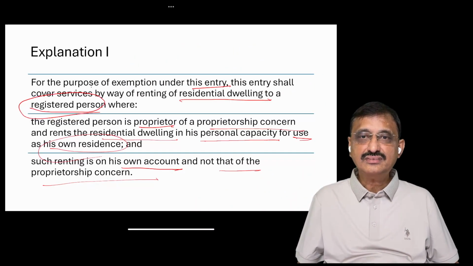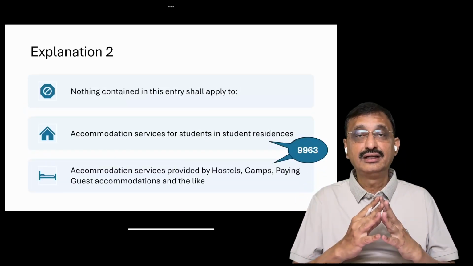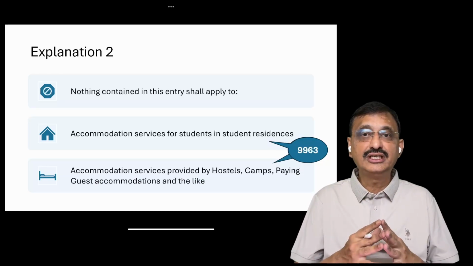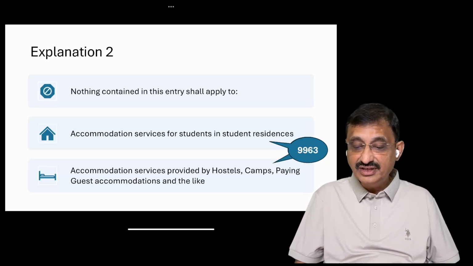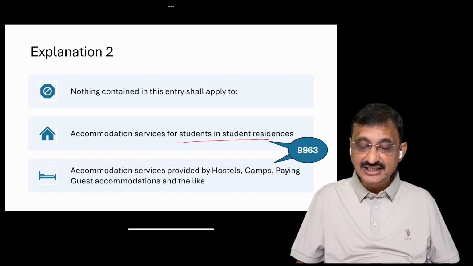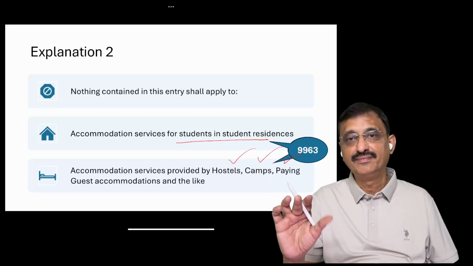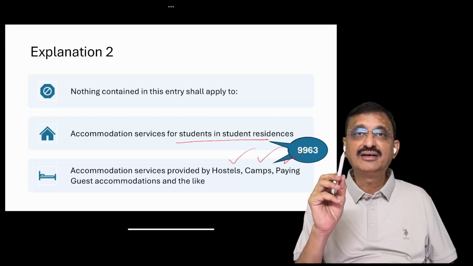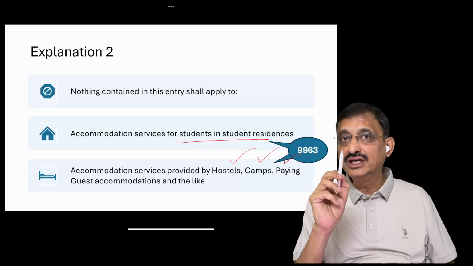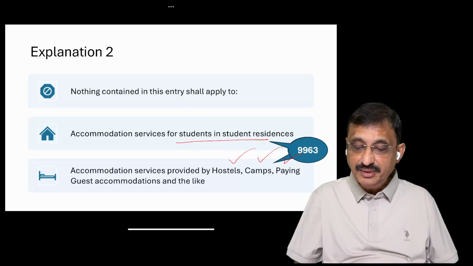Right? Next comes a question: what is the chargeability of accommodation for students in student residences, accommodation provided by hostels, camps, paying guest accommodation, etc.? Actually, they are not covered in SAC 9972. Entry number 12 is applicable to only SAC 9972.